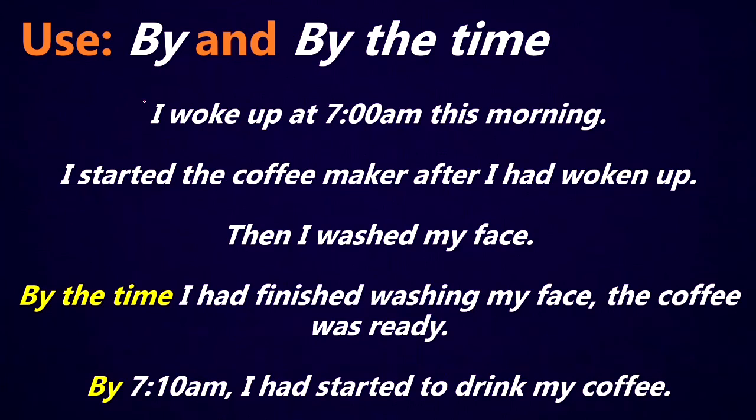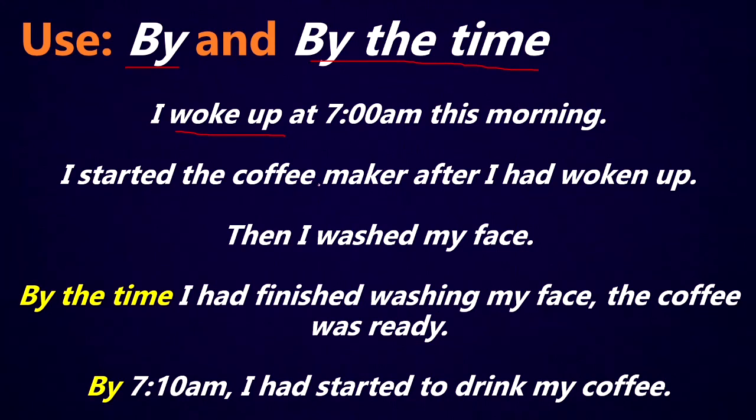Another couple of words, or phrases, that we use with the past perfect are by and by the time. Because again, the past perfect is comparing two things that happened in the past. One thing happened first and one thing happened second. So let's look at this short little script here. I woke up at 7 a.m. this morning. If we look at the verb here, it's past simple, because I'm only talking about one action here.